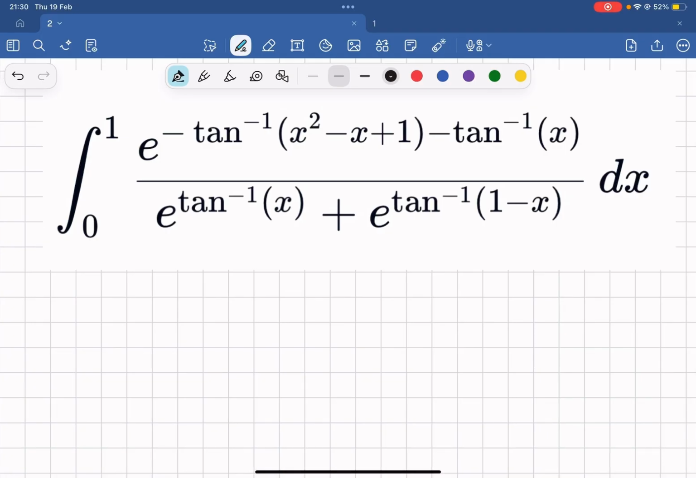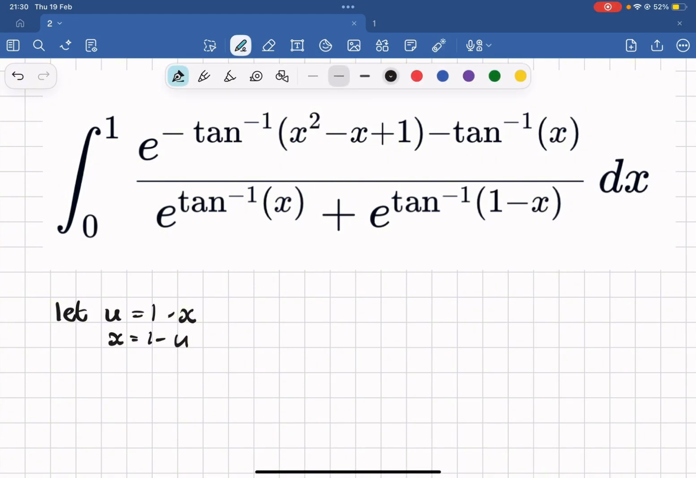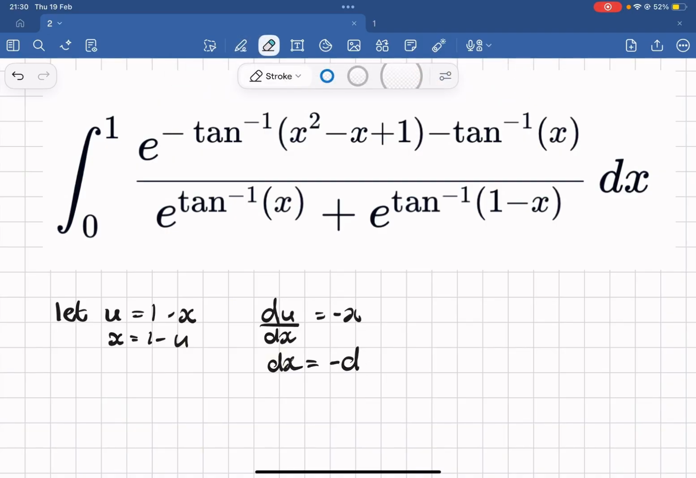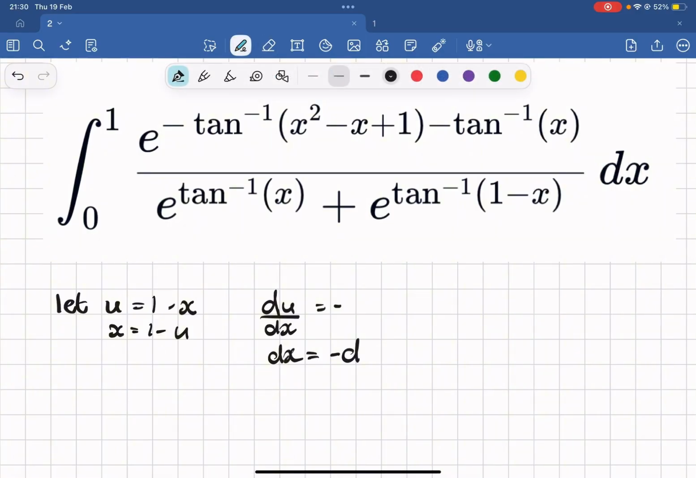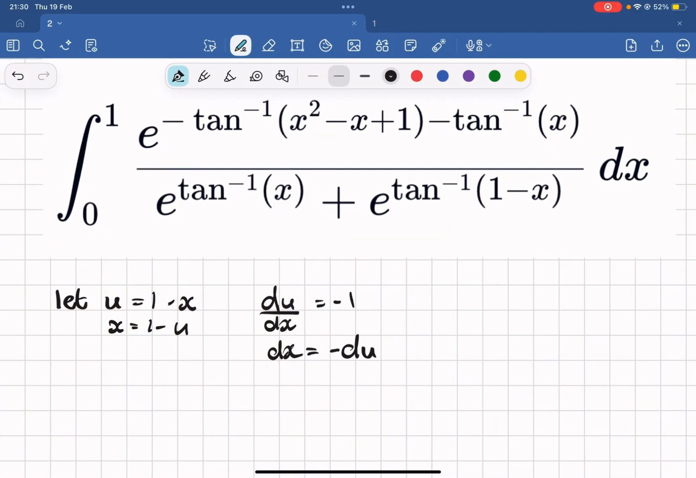is use a substitution. So we'll say let u equal 1 minus x. x will just be 1 minus u. Therefore we'd have essentially the same denominator. So if we go ahead with this substitution, du over dx is just minus 1, which means that dx equals minus du.